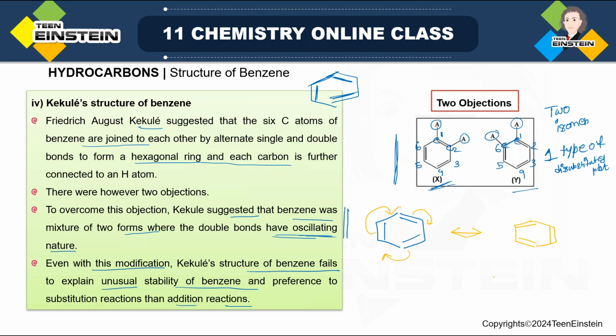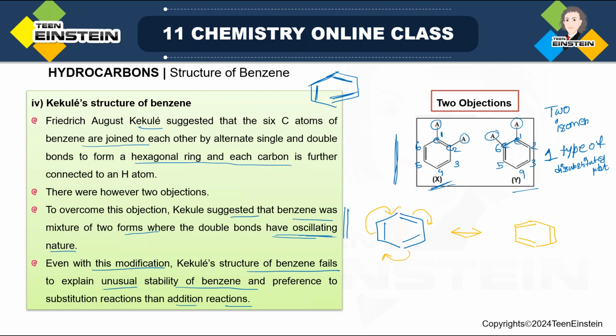So if you consider that there are three double bonds, you expect one type of stability. But from the benzene molecule, the stability that we are getting is far beyond that. So there is some unusual extra stability of benzene, and that we cannot explain if we simply consider this type of oscillating double bond.